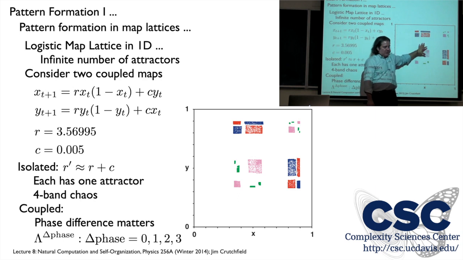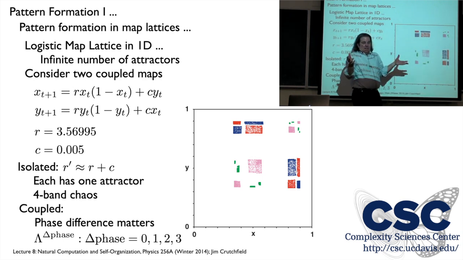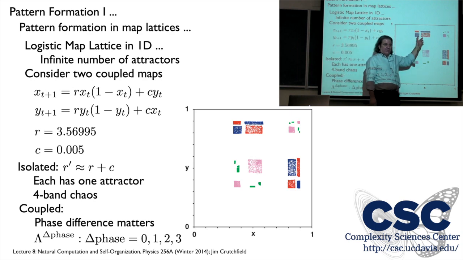So the individual logistic maps have been pushed by the input from their neighbor up to be more chaotic. So it's essentially like 4 bands. If I were to project this down onto just the X map, I'd see there are 4 bands like that. But it's not in isolation. The actual state of the system depends on the phase and state of the other map too.